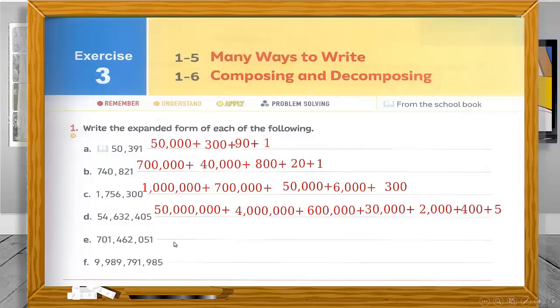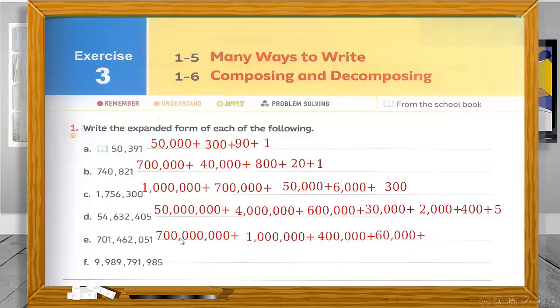Write 700 million. In 10 millions nothing. 1 million. 400,000. Write 400,000. 6 in 10,000, so write 60,000. 2 in 1,000, write 2,000. Nothing in hundreds. 5 in tens place, so you should write 50. 1 in ones place, write 1.